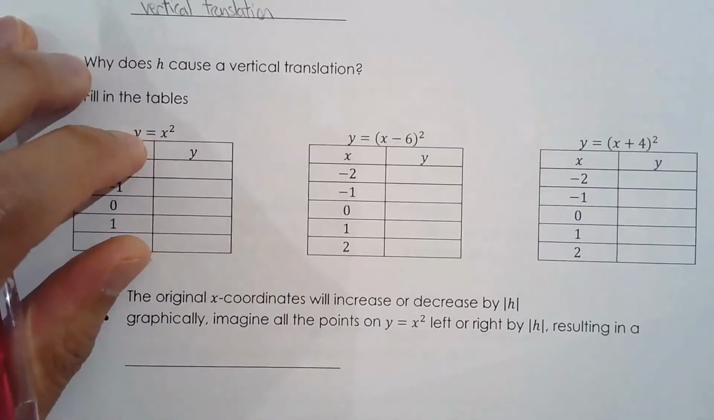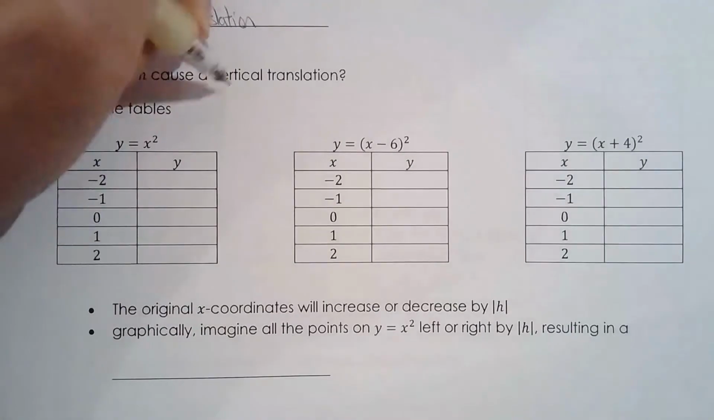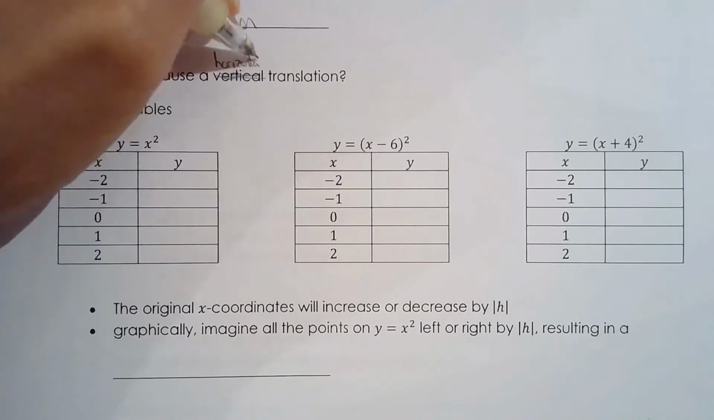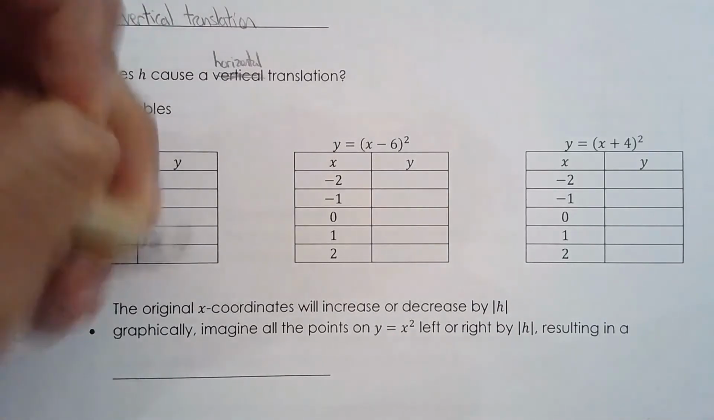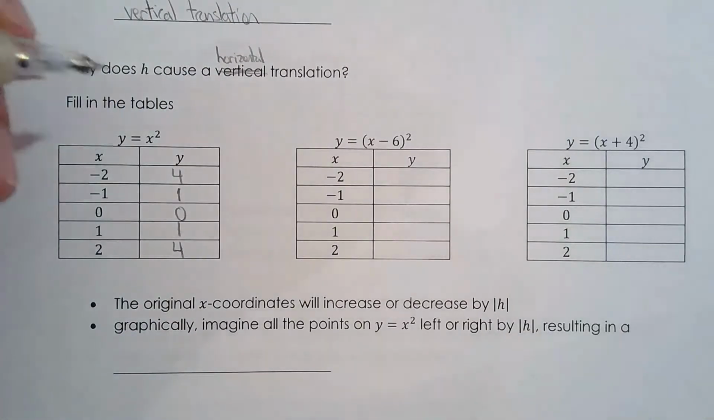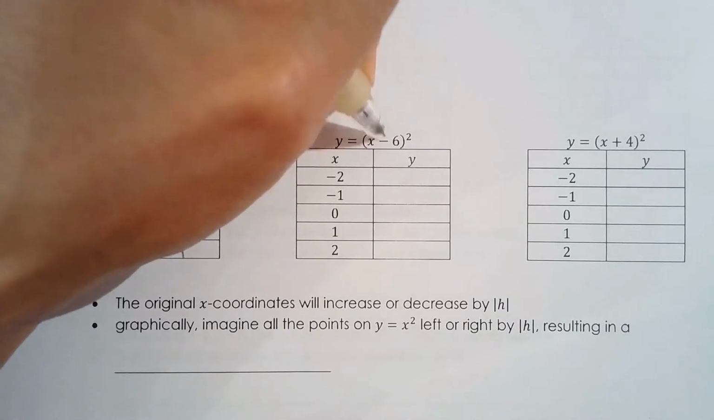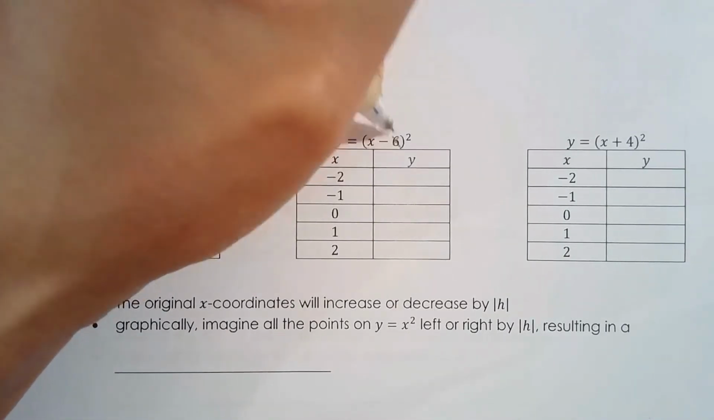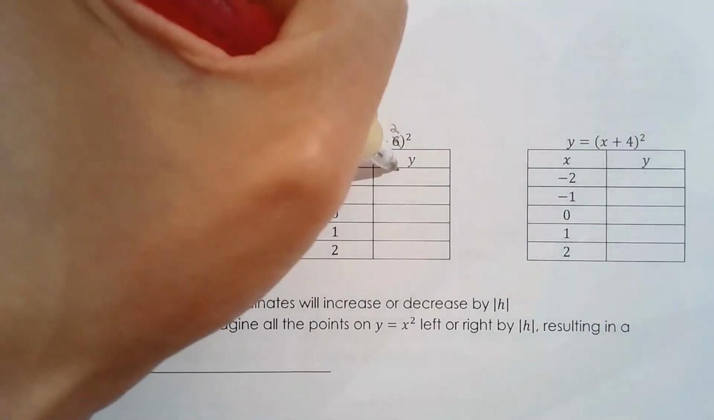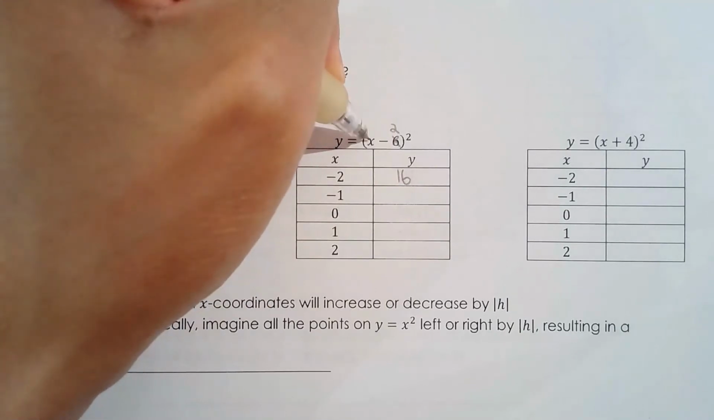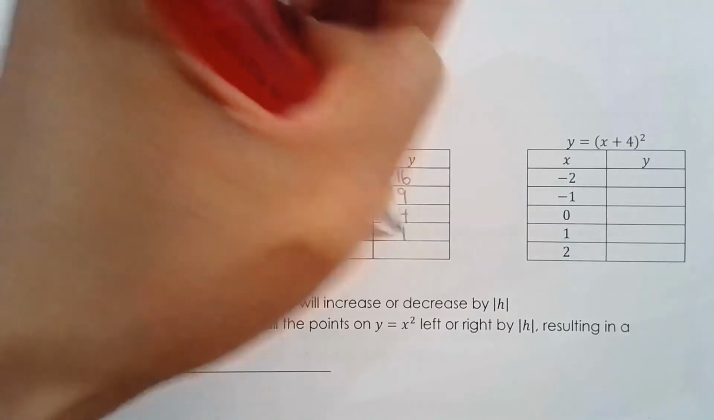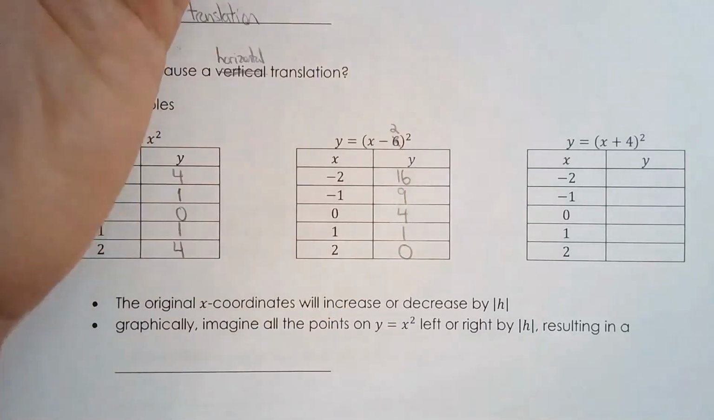Okay, I made a typo here. Why does h cause not a vertical translation, a horizontal translation? Okay, so one thing we're going to start off with is the original. So 4, 1, 0, 1, 4, beautiful. I'm actually going to change x minus 6 to x minus 2. It's going to help us visualize this effect. So let's change it to x minus 2. So this becomes 16. Negative 1 minus 2 is negative 3. 9, 4, 1, 0. Okay.